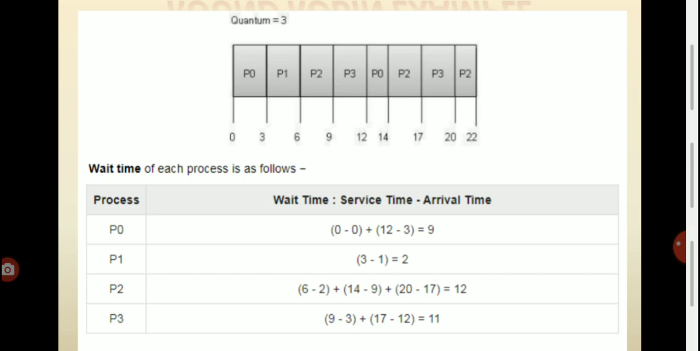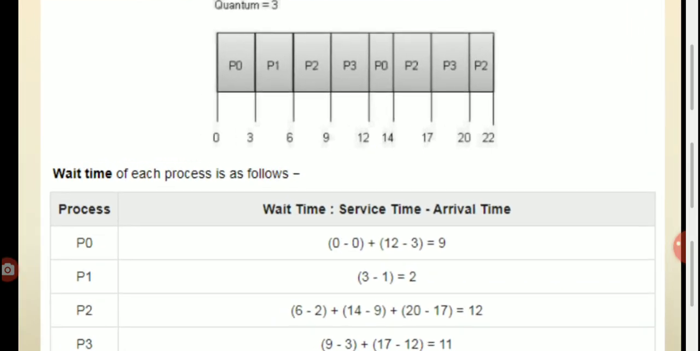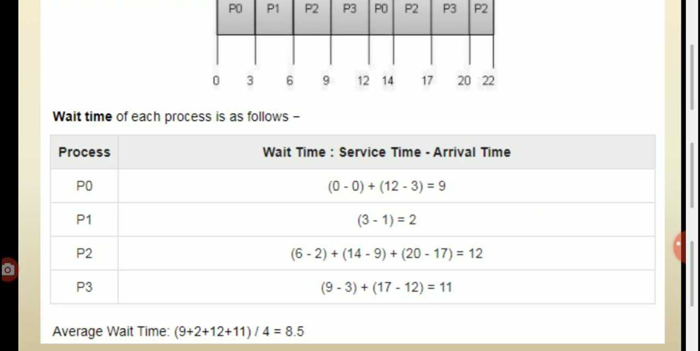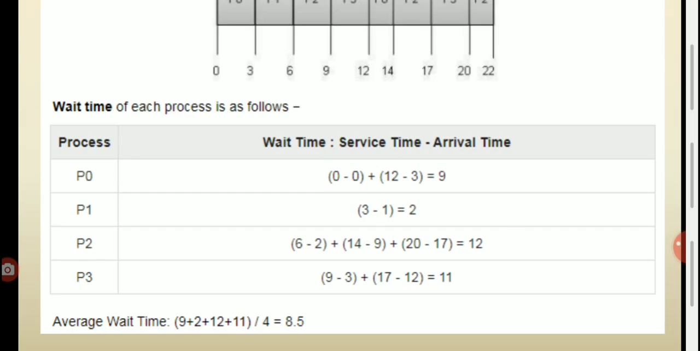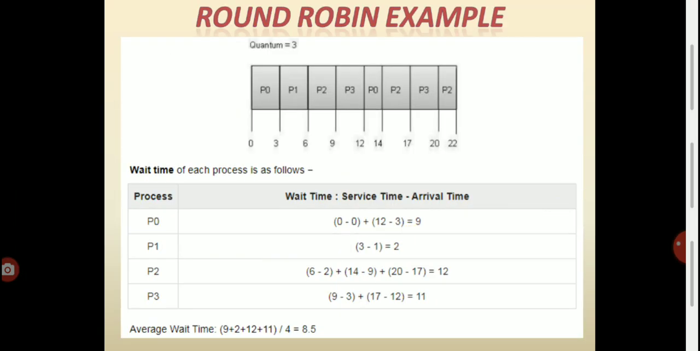What about P2? P2's processing time is 8. Already 3 is over, so 5 is remaining. In that 5, P2 uses 3 minutes, so for P2 another 2 minutes is remaining. That will be used at last after P3. So you have to patiently see this. The same way we calculate the waiting time: service time minus arrival time. See here, the average waiting time is 8.5. This is an important question which will be asked for 5 marks.